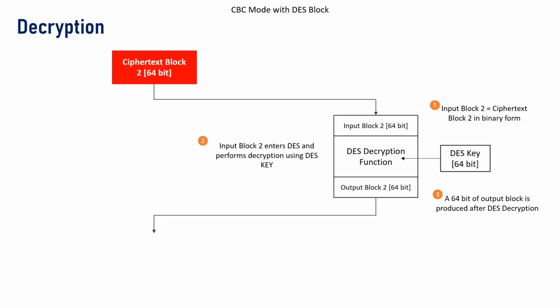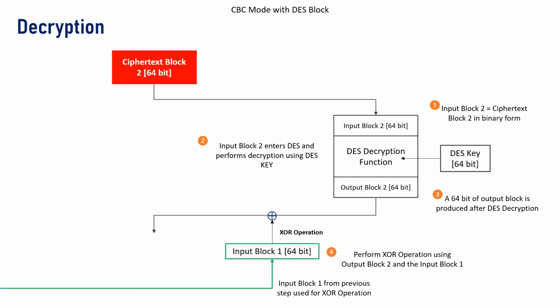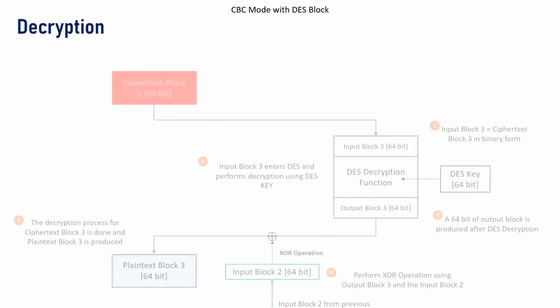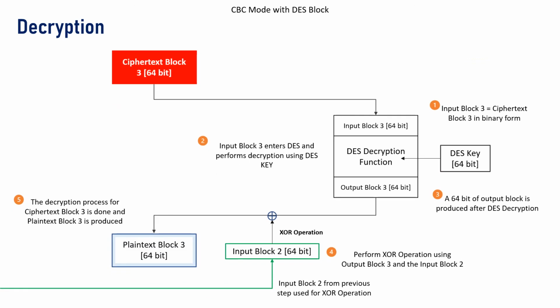The idea and way to decrypt ciphertext block 2 goes the same as ciphertext block 1, except we use the input block 1, which comes from ciphertext block 1, to perform XOR operation with the output block 2. Plaintext block 2 is produced after passing through all the process in step 2. Again, the 64-bit input block 2 will be passed to step 3. We apply the same process to block 3 and produce the last plaintext block.